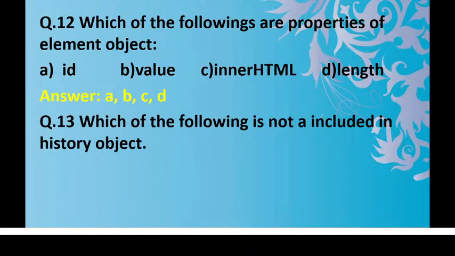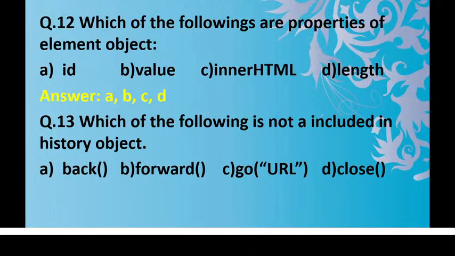Next question, question number 13. Which of the following is not included in history object? Back, forward, home, and close. These are the four options. Which of the following is not included in history object? Option is D, close.